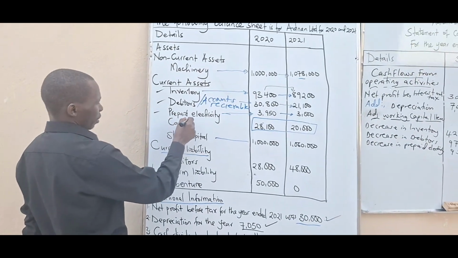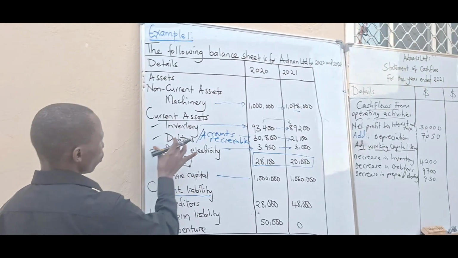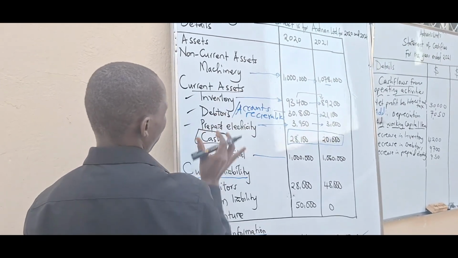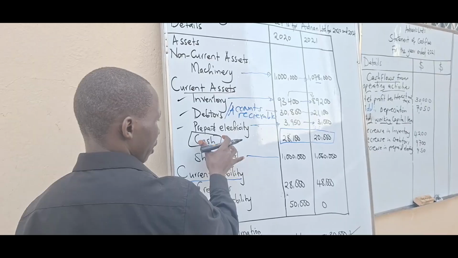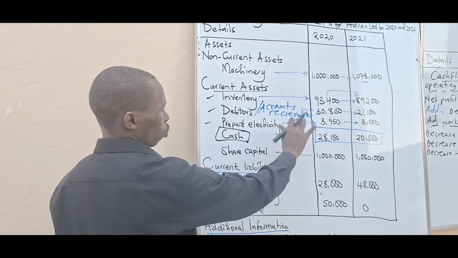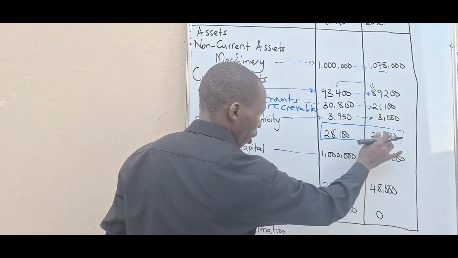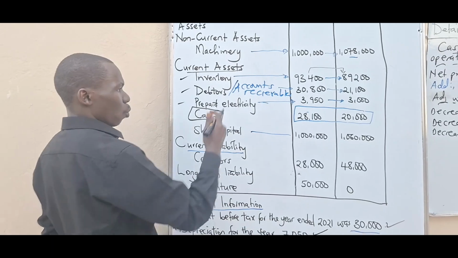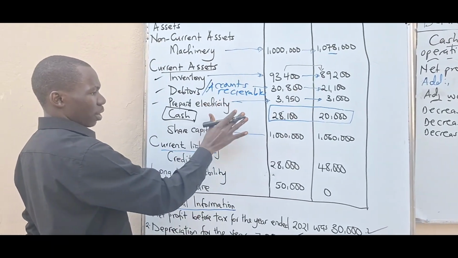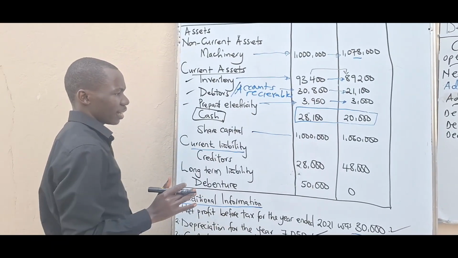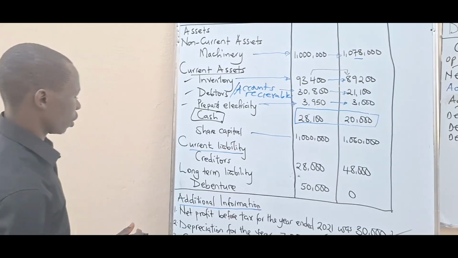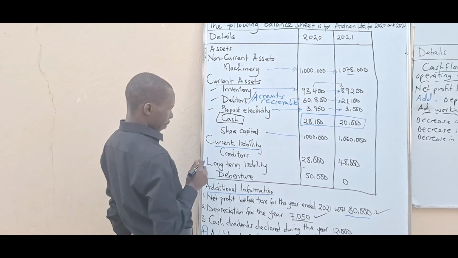I talked about cash. When we are adjusting items of current assets, for cash, don't adjust. We shall use it because this is what we are looking at as our final answer, this 20,000. So we adjust other items, and for cash we leave it; we shall look at it at the end of this question. Let's go to current liabilities.